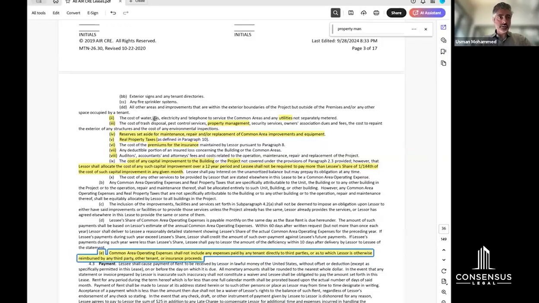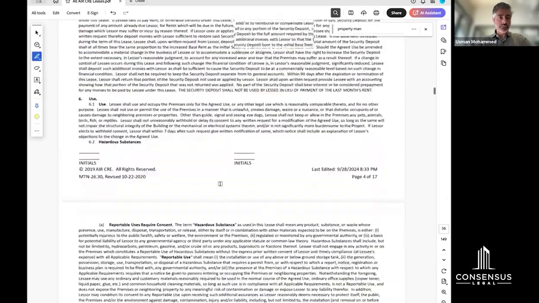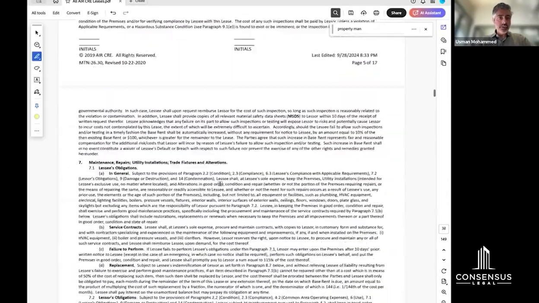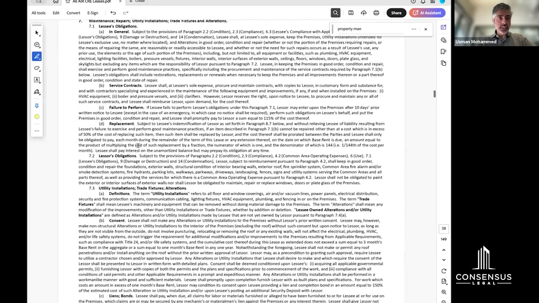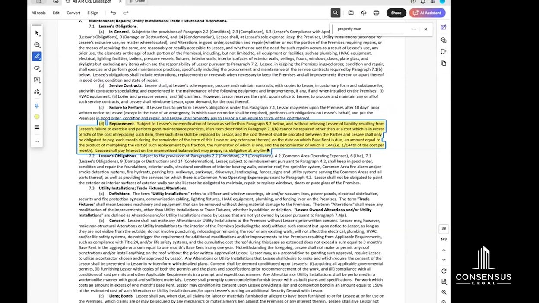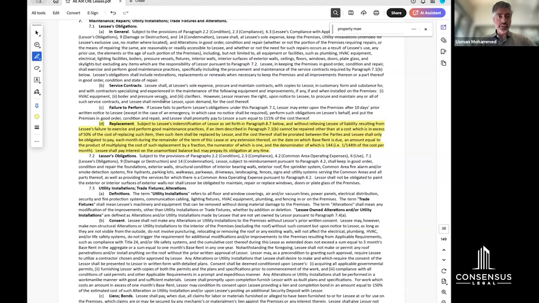And let me just go to that provision. This is in 7.1D. So 7.1D does define replacement, but this is different. Let me just clarify. This is different from 4.2A. This does not apply to 4.2, okay?